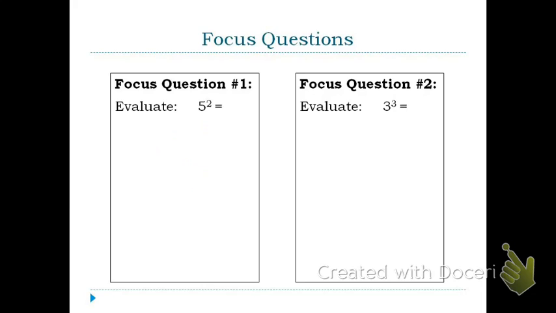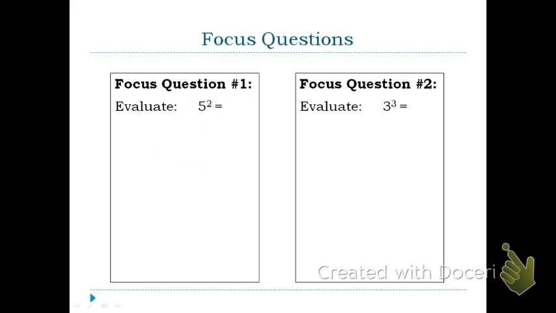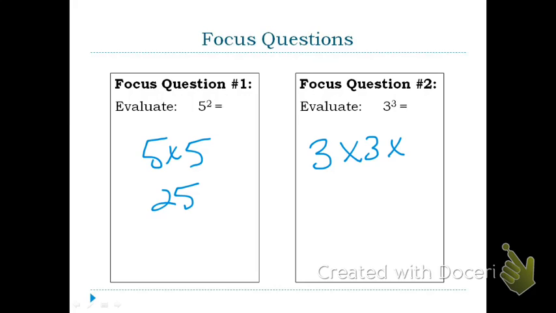Focus question 2. You have 3 to the third, which is the same thing as, sorry, this was 5 times 5. It's 25. There we go. 3 to the third is the same thing as 3 times 3 times 3. To solve that, you need to multiply two numbers at a time. 3 times 3 is 9. 9 times 3 is 27.